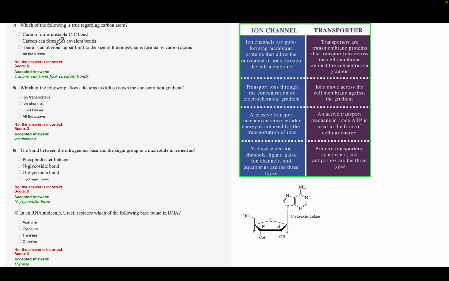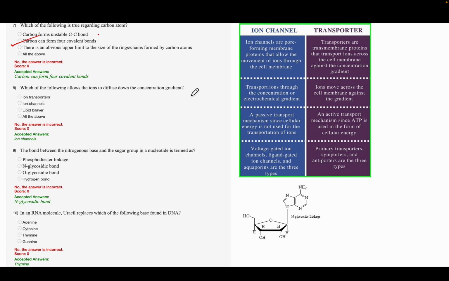Next question is, which of the following is true regarding carbon atom? Carbon forms unstable carbon-carbon bond. Carbon can form four covalent bonds. There is an obvious upper limit to the size of rings and chains formed by carbon atoms. So no, carbon doesn't form unstable carbon-carbon bonds, but it is true that carbon can form four covalent bonds.